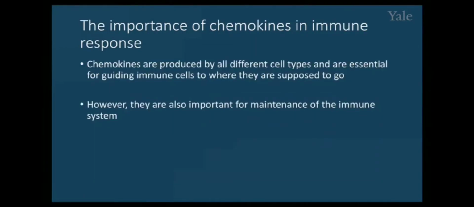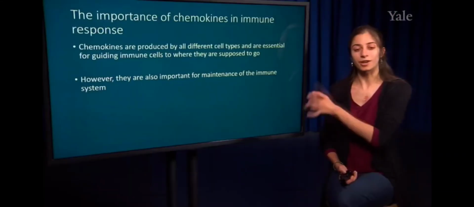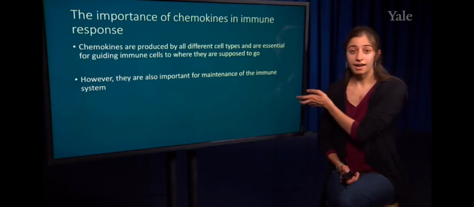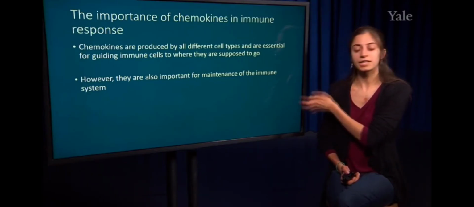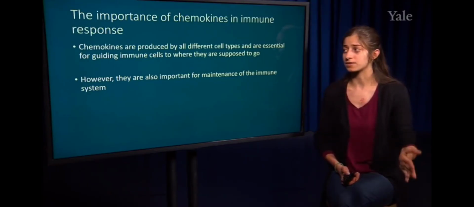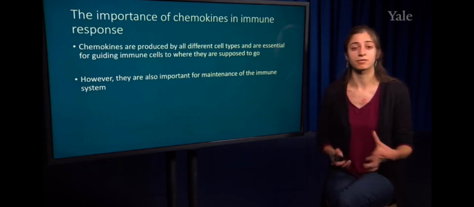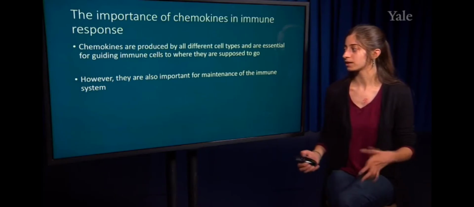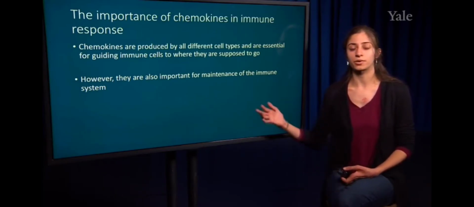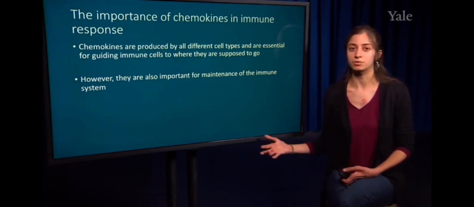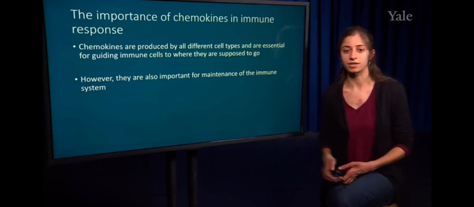So what about chemokines? Because cytokines that don't cause migration of T cells aren't the only important signaling molecules in the adaptive immune response. Chemokines are also important. As I mentioned earlier, please recall that chemokines are produced by all different types of cells and are necessary for guiding immune cells where they need to be in different types of infections. However, they're also important for establishing and maintaining the immune response, similar to IL-7.